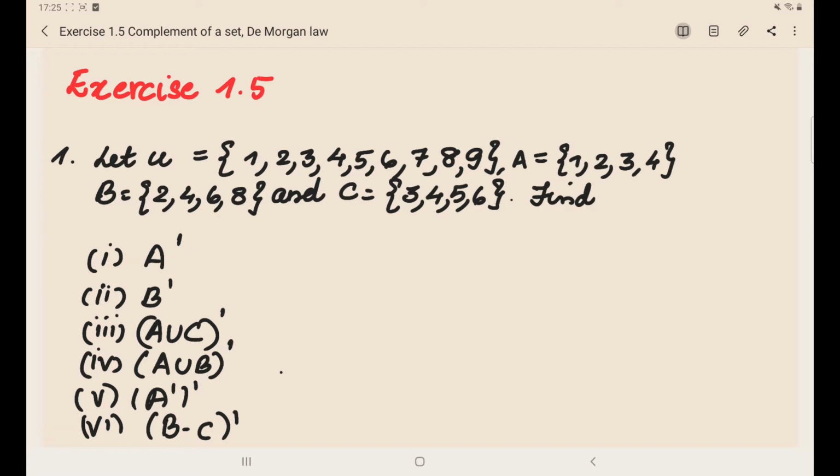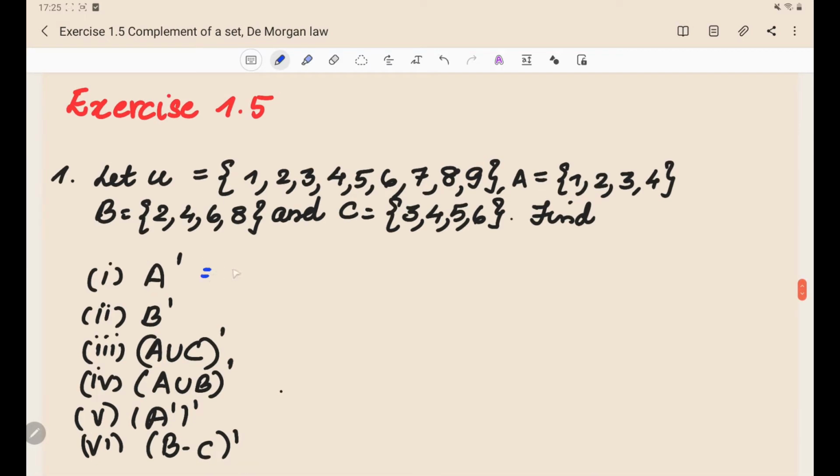The first problem is: let U be equal to 1, 2, 3, 4, 5, 6, 7, 8, 9, and A is equal to 1, 2, 3, 4, B is equal to 2, 4, 6, 8, and C is equal to 3, 4, 5, 6. Find A complement. A complement is the set of all elements which do not belong to the subset A. So 2, 4, 6, 8 you can't include, 1, 3, 4 you can't include, 5, again 6 you can't include, 7 and 9. Sorry, I have taken the elements of subset A.